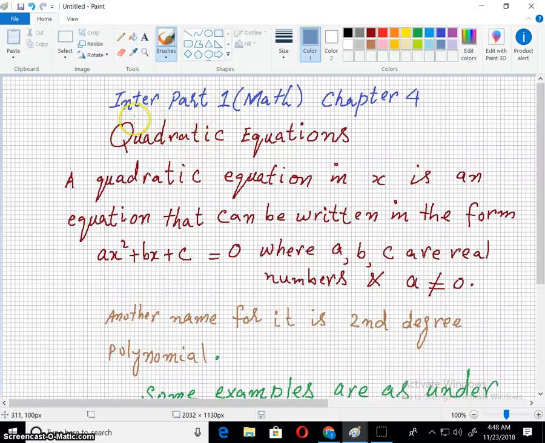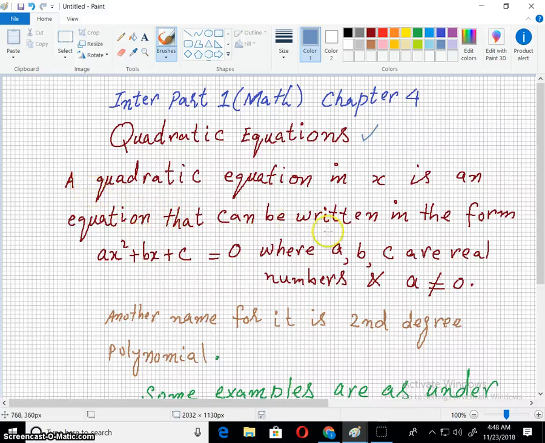Today I am going to start FSC Part 1 Mathematics Chapter 4, and the name of the chapter is Quadratic Equations. In this chapter we will learn about quadratic equations and how to solve them. How many methods are there to solve a quadratic equation?